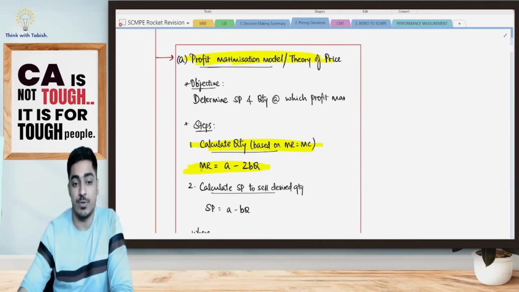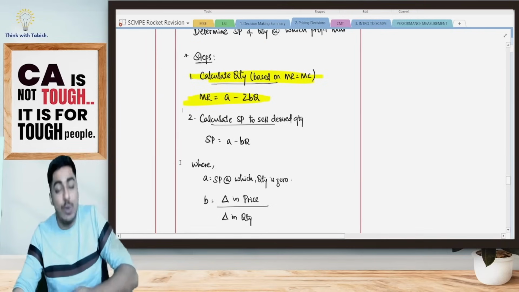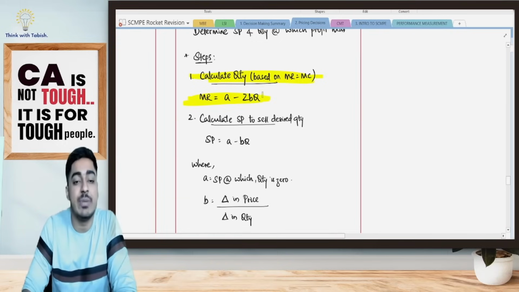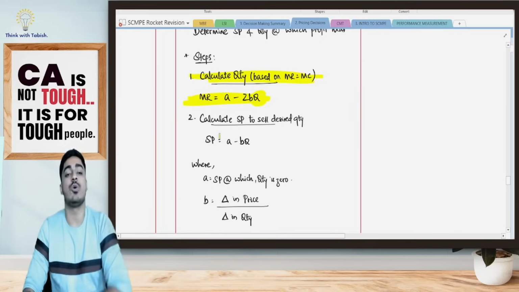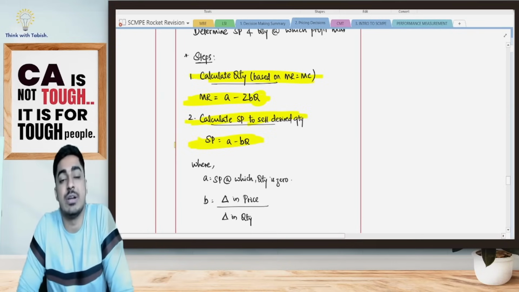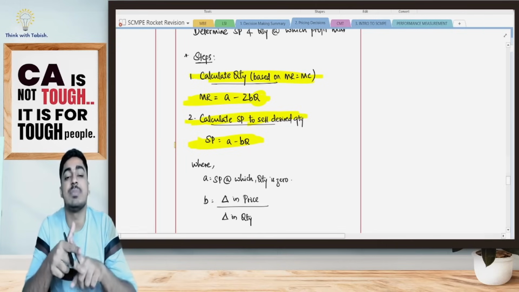B is the slope, which is my change in price divided by change in quantity. In simple terms, to sell 1 unit, by how much I should reduce my price. Based on that, I'll be getting my quantity Q. Once I've got my quantity Q, calculate your selling price, where your selling price is nothing but A minus BQ. Marginal revenue is A minus 2BQ, selling price is A minus BQ.